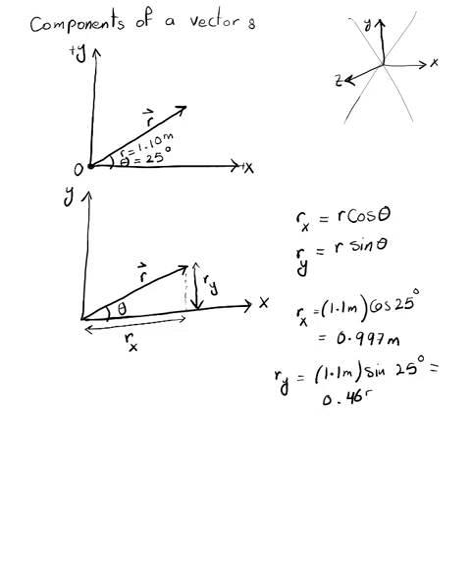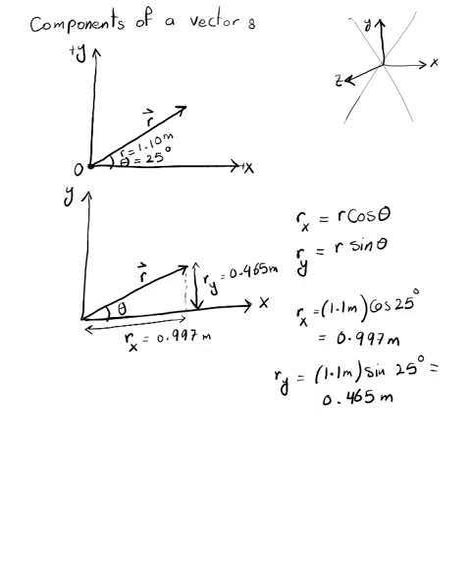And then Ry is going to be 1.1 meters sine 25 degrees, which equals 0.465 meters. So I know that this is 0.997 meters, and then Ry is 0.465 meters. So these are the components of the R vector.